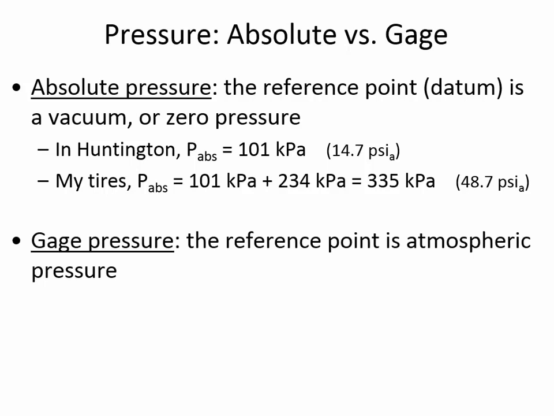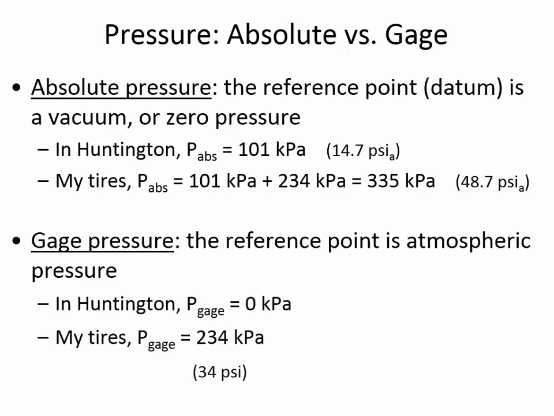By contrast, the gauge pressure is when you're using some other datum point as your beginning reference for measuring. So you're saying, let's say atmosphere is 0, and measure everything beyond that 0 point. If I were to ask what's the gauge pressure in Huntington of the atmosphere, by definition it's 0, because gauge pressure means relative to atmospheric. The atmospheric pressure relative to itself is 0. But my tire pressure is going to be some increment above that, and if I keep my tires at 34 psi, that translates to 234 kPa.